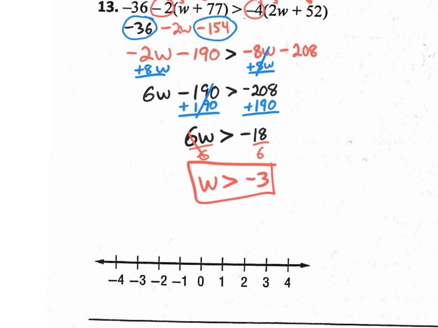So let's go to the number line. It's going to be an open dot. Greater than is to the right.